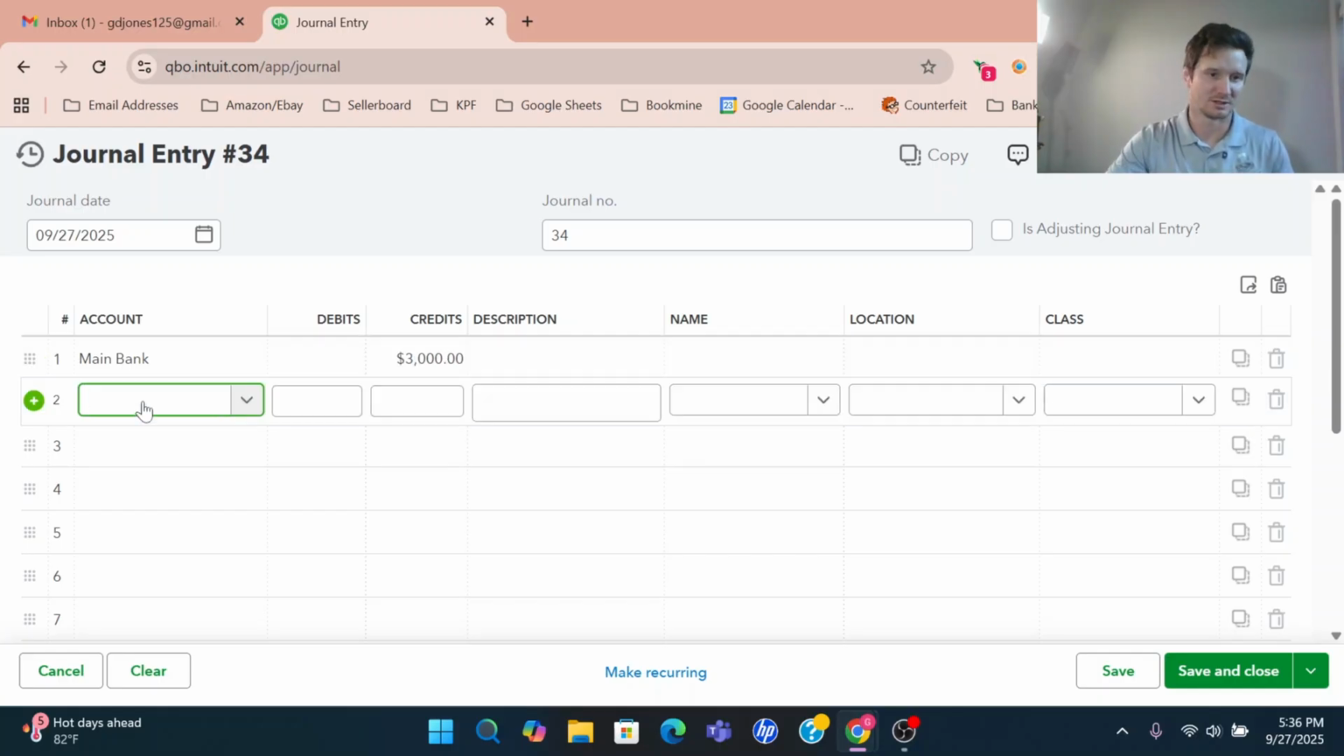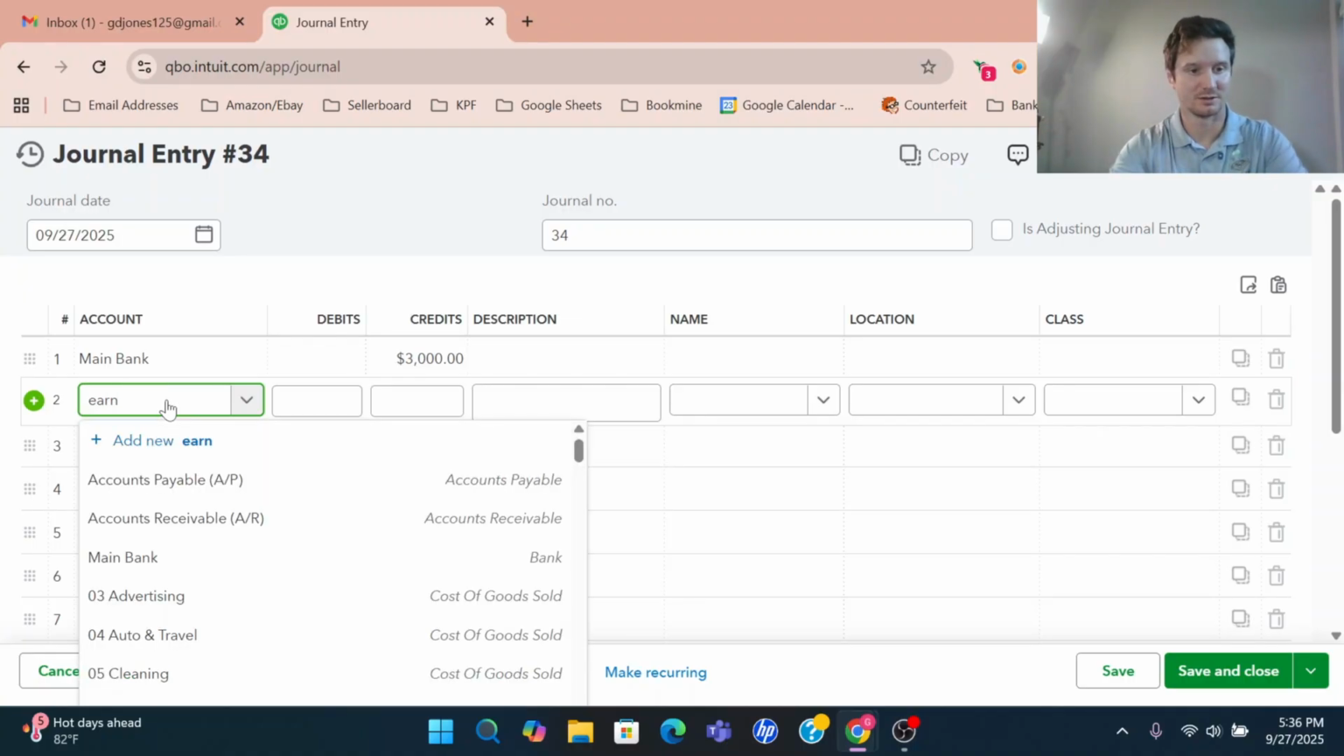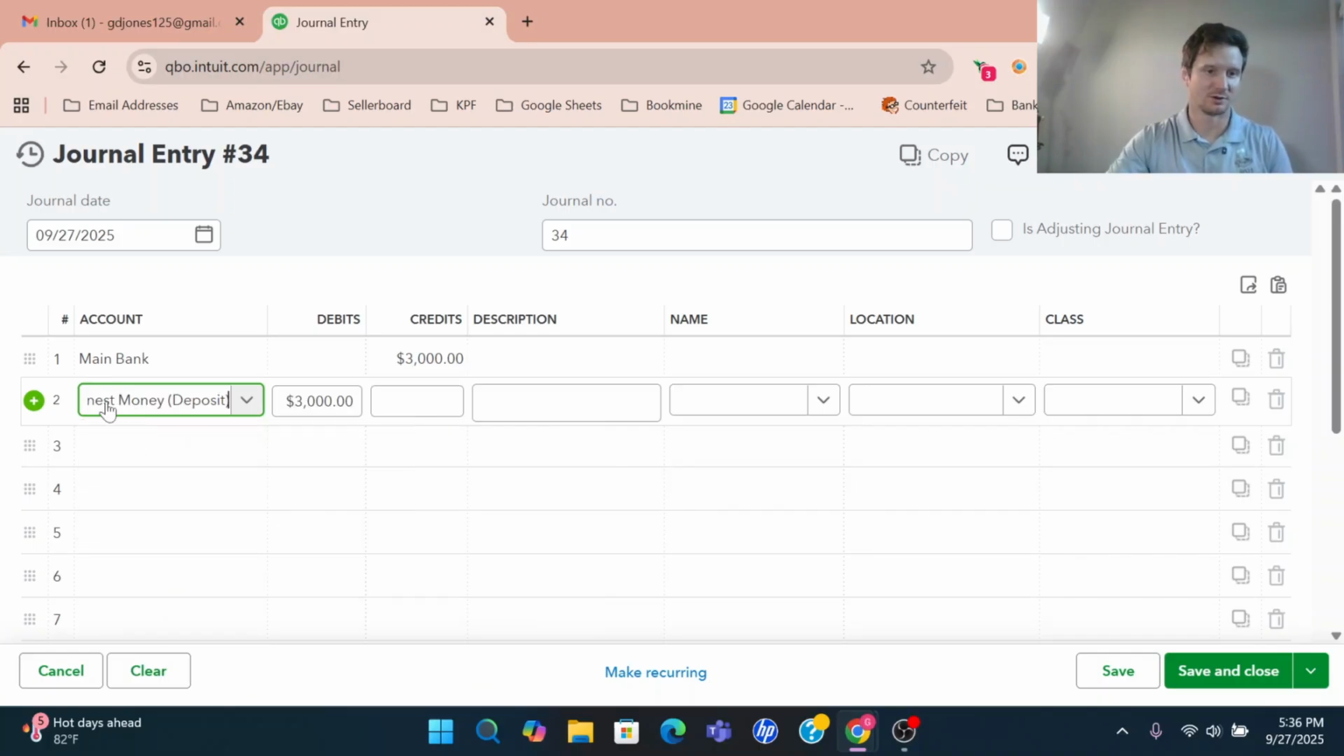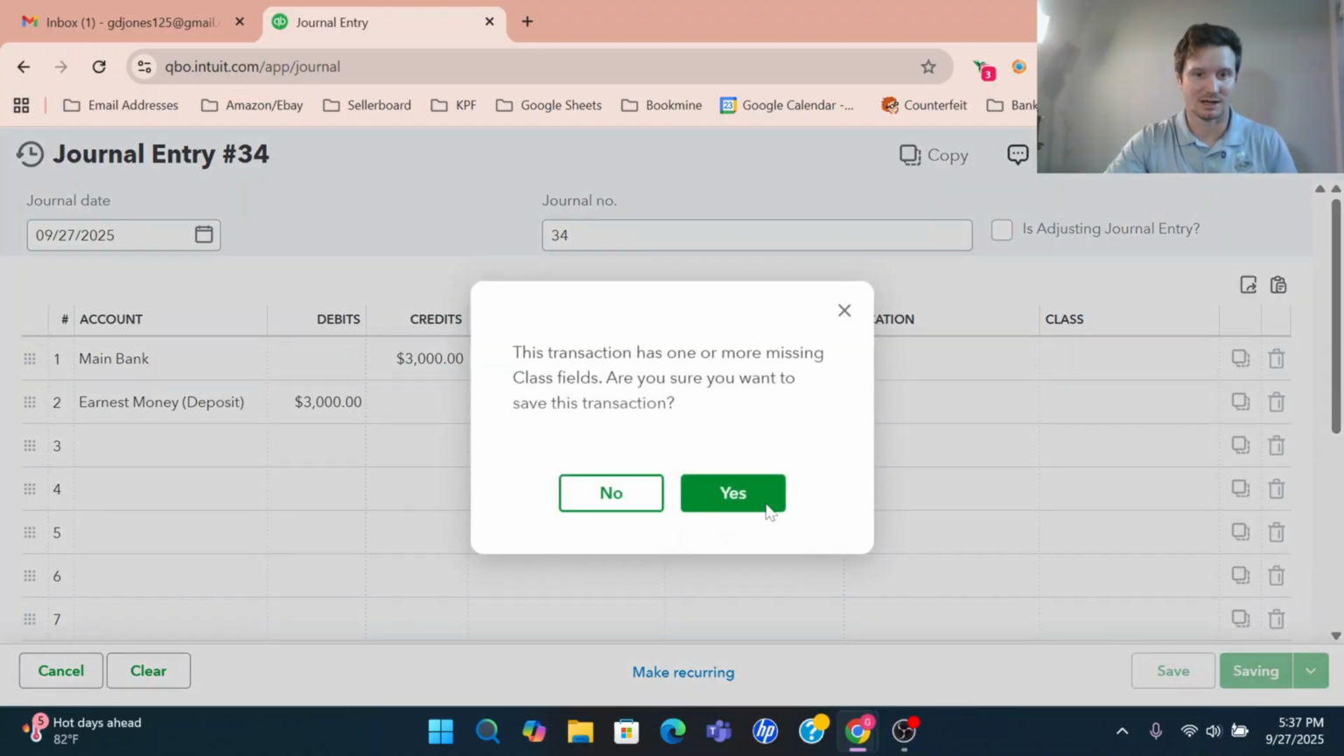So we'll say it's going to be $3,000 for the deposit. And then where the money is going to is a holding account, what I call an earnest money deposit account. You can call this whatever you want, deposit, whatever. That way you can understand where it's coming from and where the money's going and being held. So that is literally it. We've got the money coming from our main bank account going to our earnest money deposit. We're going to save and close that.